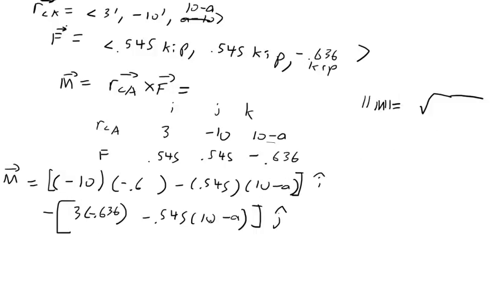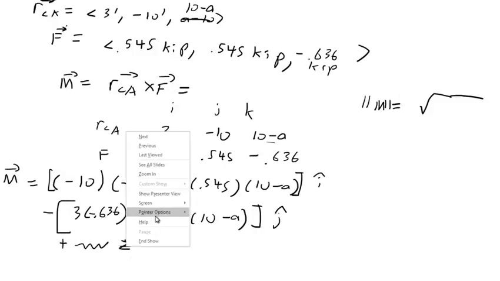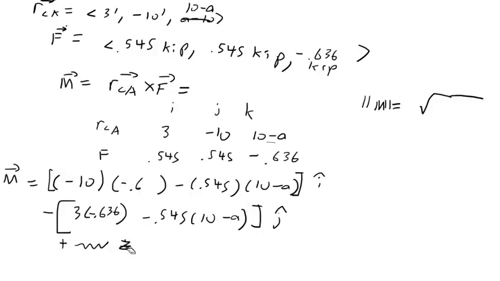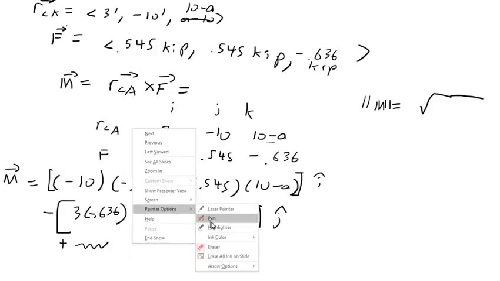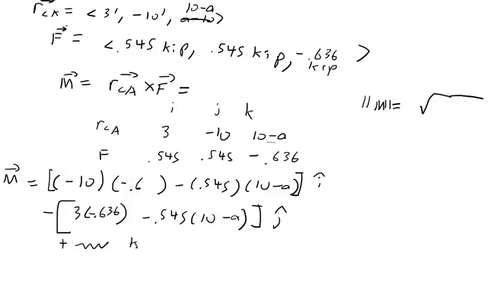Yes, the z term will appear, but it's not going to matter here because the z term will not have any a in it. So we're not actually concerned with the final moment value. We're only concerned with minimizing a, which is minimizing M. So plus something k. Again, it doesn't matter because all we're going to do is minimize that anyway.